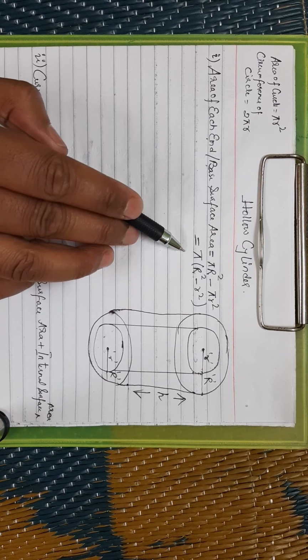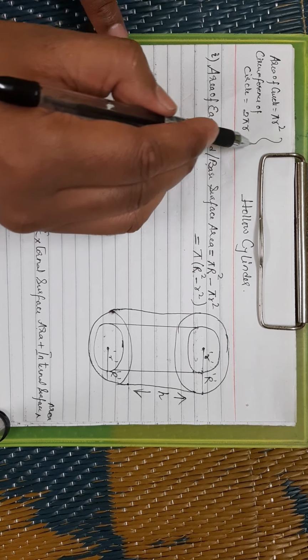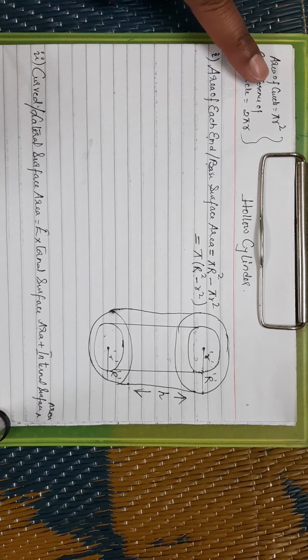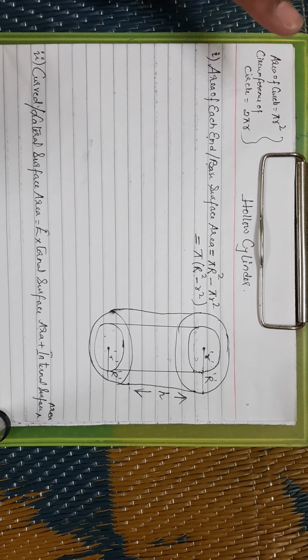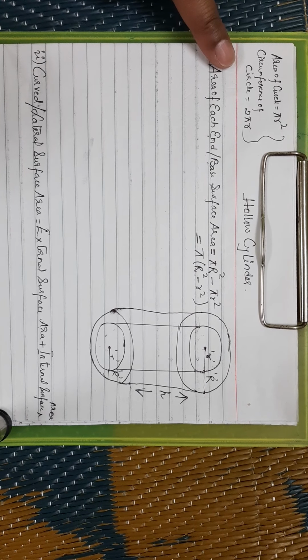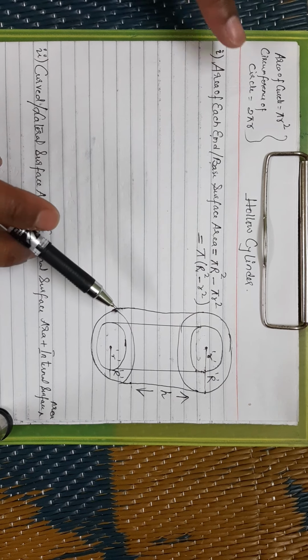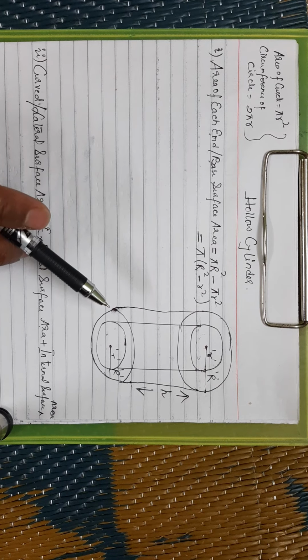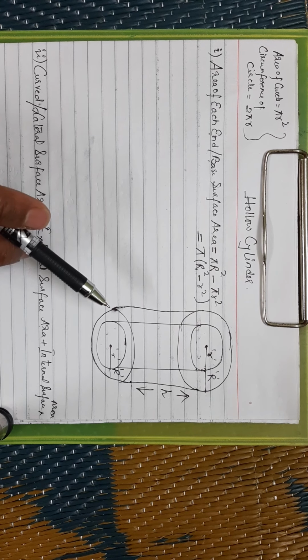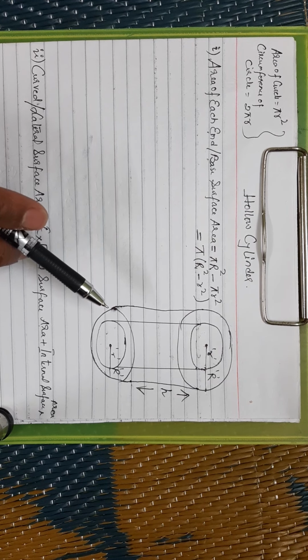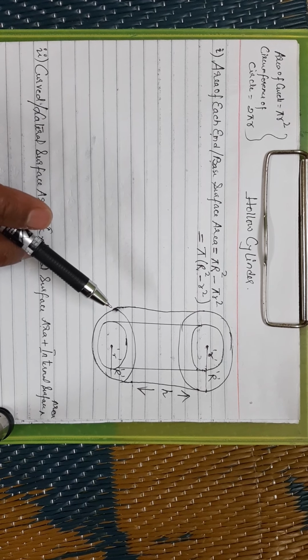Very simple. Only two things you have to remember here: the formula we use to find the area of a circle, and the formula we use to find the circumference of a circle. Because in a cylinder, both ends, you can just take the example of the LPG cylinder at your home. Look at the upper and lower portion, they look exactly like circles.